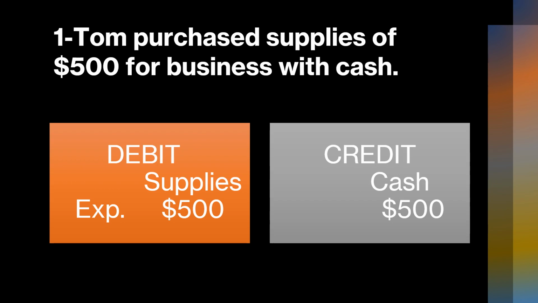So when a business incurs expense in buying supplies, this will increase the business expense that must be recorded as a debit item. In our example, Tom has purchased supplies of $500 for cash, so we have debited the supplies expense, that is increase in expense account, and credited the cash, a decrease in asset.